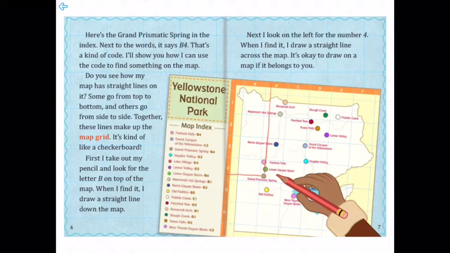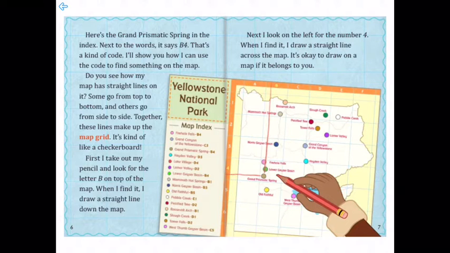Here's the Grand Prismatic Spring. In the index, next to the words, it says B4. That's a kind of code. I'll show you how I can use the code to find something on the map.